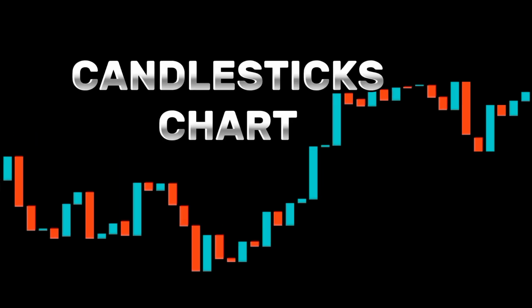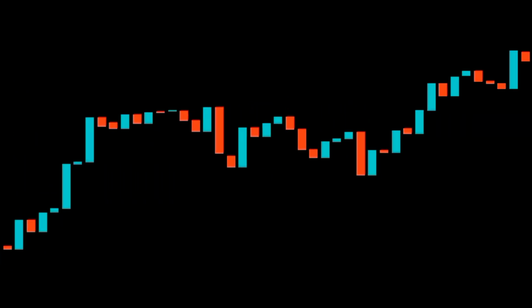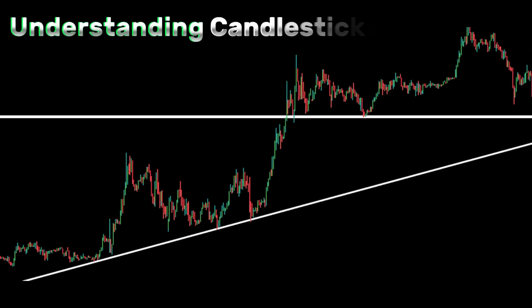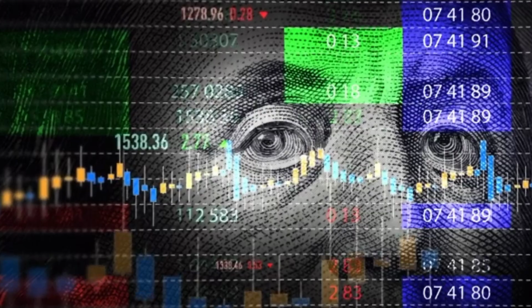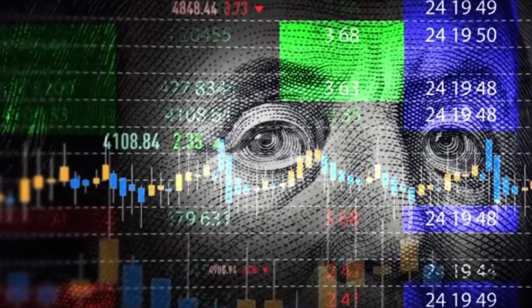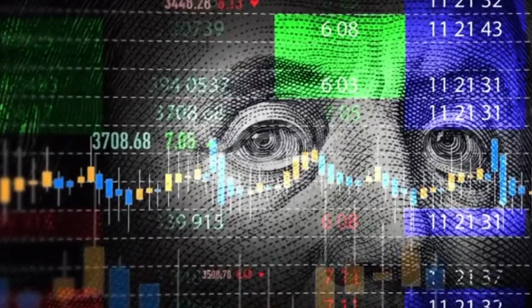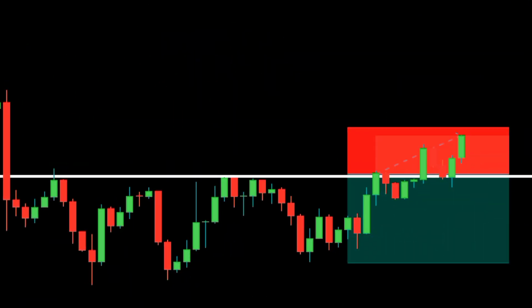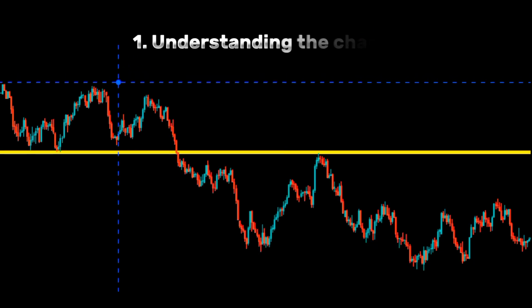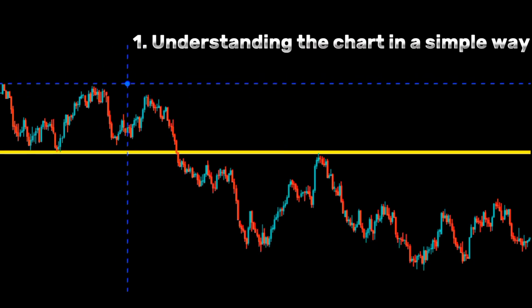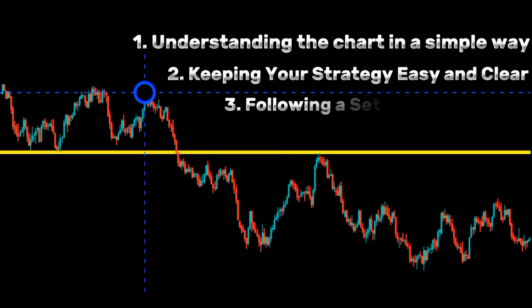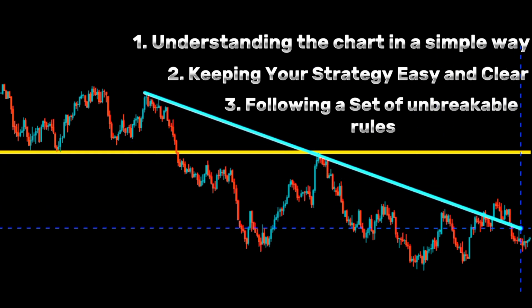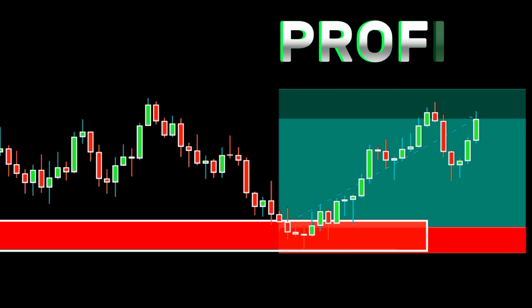A candlestick chart is the basis of the success of any trader. Understanding candlestick charts and how they work can help you to create an income-generating machine for yourself. Many traders claim to know this, but yet they are still swimming in losses. Understanding the charts in a simple way, keeping your strategy easy and clear, and following a set of unbreakable rules is the only way to making profits in the market.